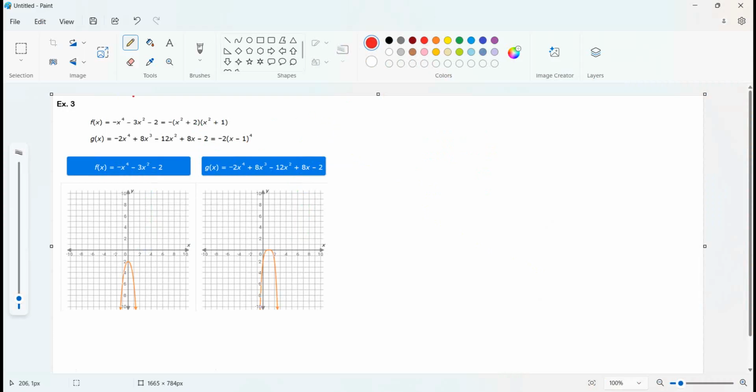Okay, this is example 3. Now, if you notice, this coefficient here is negative, so it's going to open down, but so is this one. This one is also opening down. They are both quartic functions, to the 4th power, although they appear to be squared parabolas.